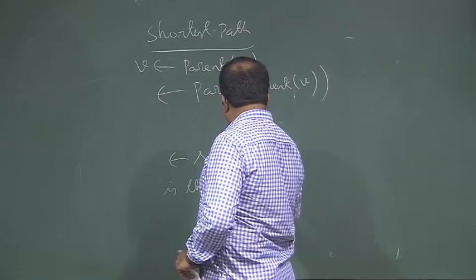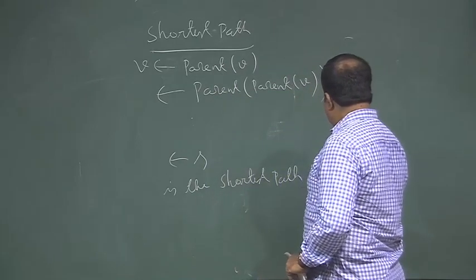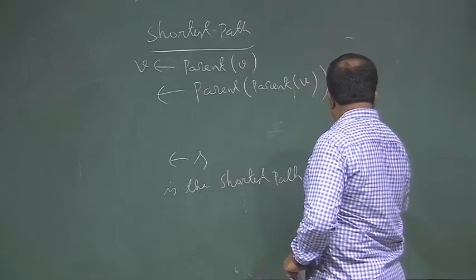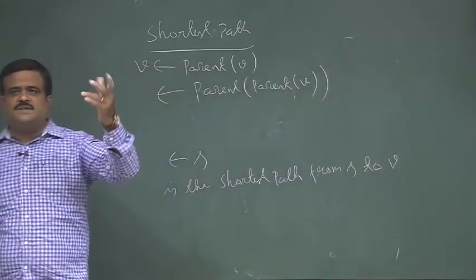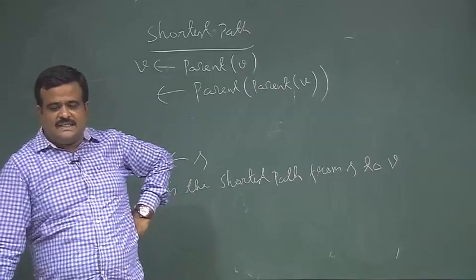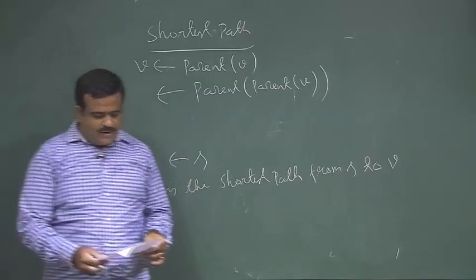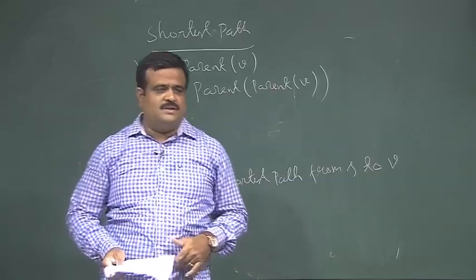This can be proved. Shortest path, in the sense here there is no weight, but shortest path means the number of edges we are visiting is less. Okay. So this is basically called breadth first search and its time complexity is V plus E.